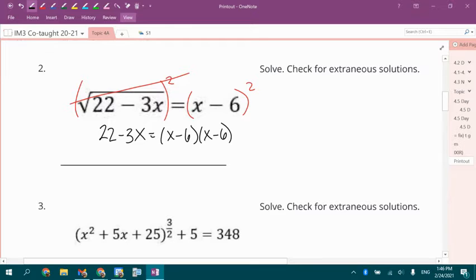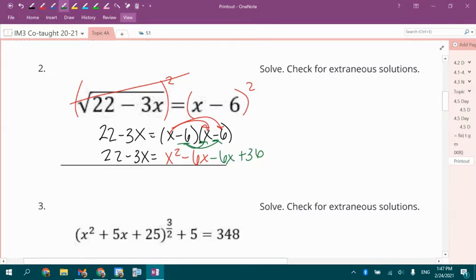Right? So on the right side, I need to make sure that I double distribute so that I can put all to one side and factor. So I'm going to multiply this x to both of them, leaving me with x squared minus 6x. Then I'm going to take this negative 6 and multiply that to both of them, giving me negative 6x, and then positive 36.